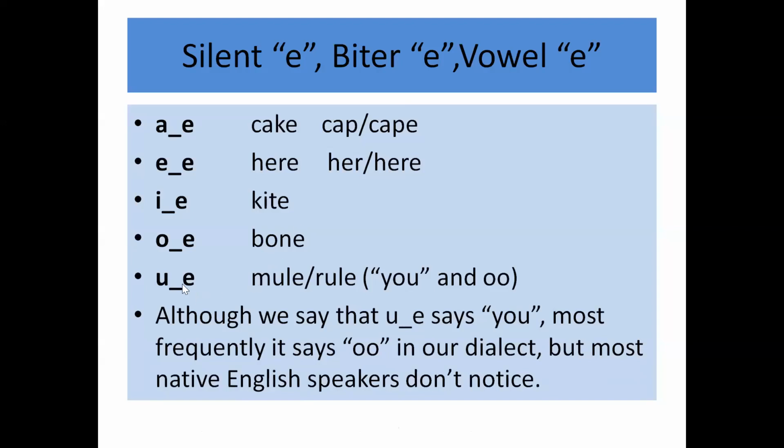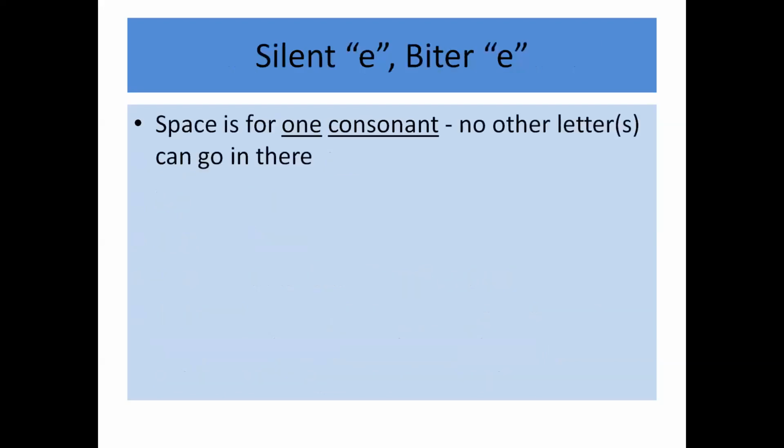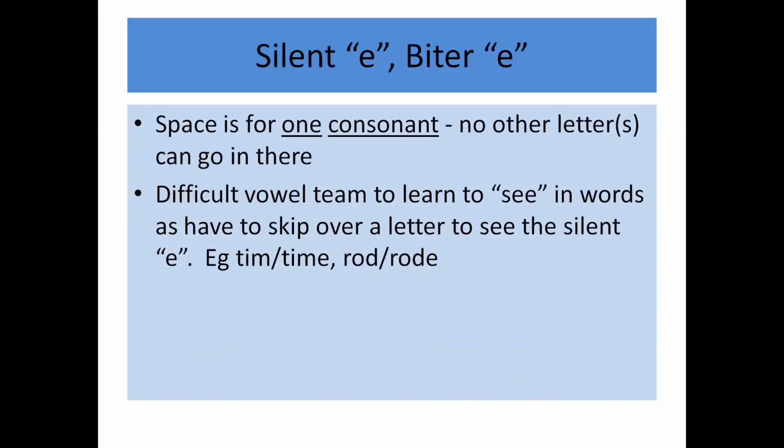Okay, so this last one down here, this is U, as in mule. So it sounds like you, but if you listen carefully, lots of times it actually turns into a little bit more of an oo sound. However, with most native speakers, if you teach it as you, it's really hard to say reyule. So our mouths just go in the right place. I think it's probably, I'm certain it's more difficult if it's English as a second language. Okay, so space for one consonant.